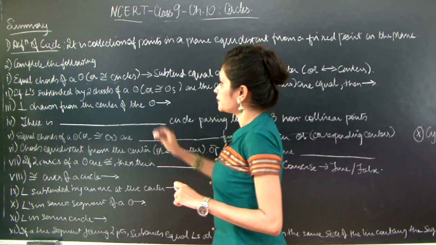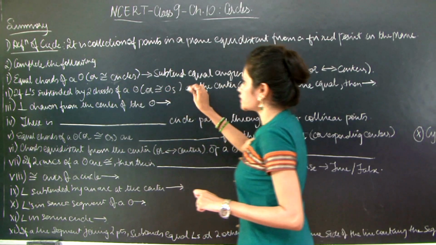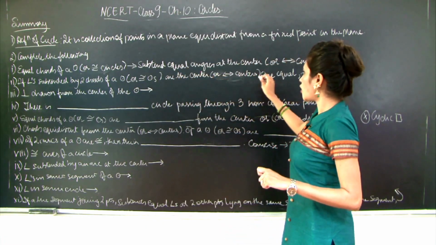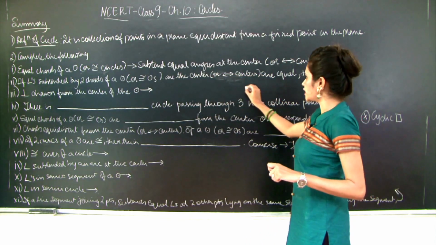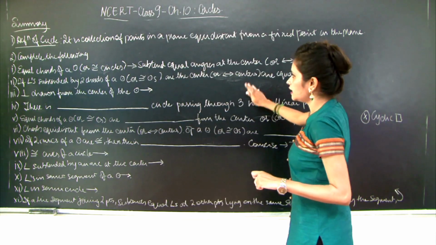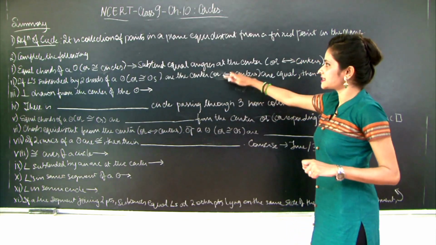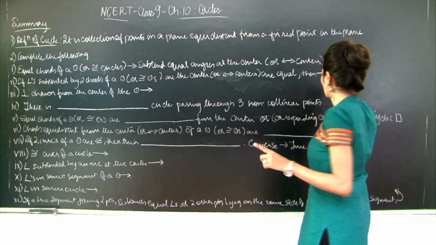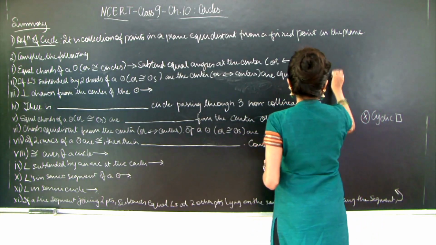So the third one: if angles subtended by two chords of a circle or congruent circles at the center or corresponding centers are equal, then what can you say about the chords? If I draw a line with arrows at the sides, it means corresponding are equal. It is the converse of this statement. So this was the hint that I gave you. So please write the answer.